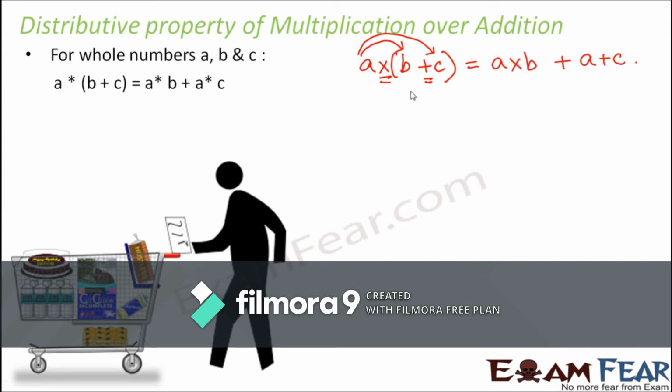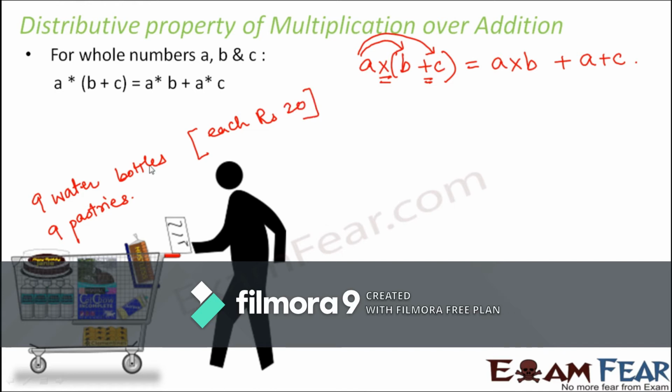Let's say that you went to the shop, you did a lot of shopping. You bought 9 water bottles, and you also purchased 9 pastries. Maybe you were planning to organize a party at your home. So you bought 9 water bottles and you bought 9 pastries. And each water bottle cost rupees 20 and each pastry cost rupees 10. So the cost of one pastry is 10 and one water bottle was 20.